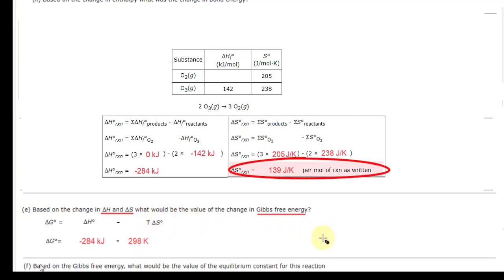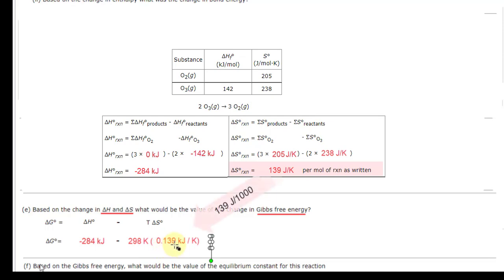And this is where I warned you about units. When you look at the table, all the entropy tables are in joules, but we're going to need kilojoules. You can't take kilojoules and subtract them from joules. You've got to have the same unit. So as a result, you can't use the 139 joules. You have to use 0.139 kilojoules per Kelvin. Kelvins cancel out, and we get kilojoules for our delta G.